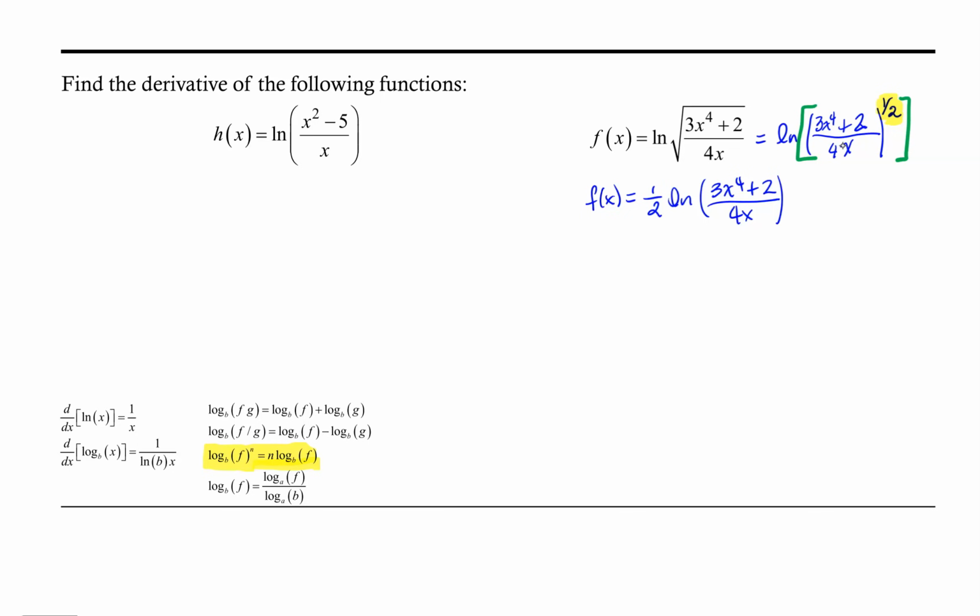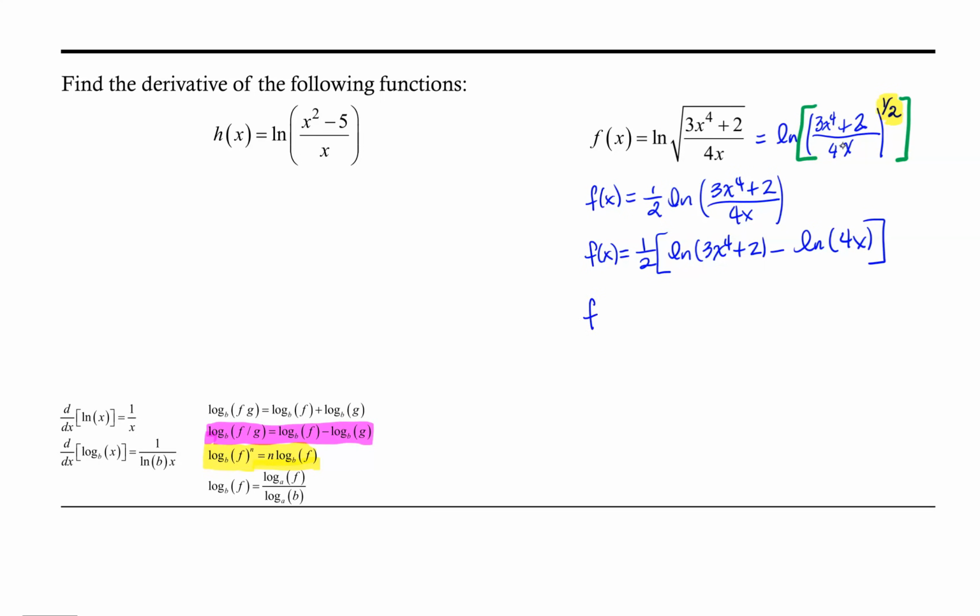We can also apply the quotient rule like we did in the previous example, and note that the log of a quotient is equal to the log of the numerator minus the log of the denominator. So f of x I could write as 1/2 times the natural log of our numerator, 3x to the fourth plus 2, minus the natural log of our denominator, which was 4x. And hopefully at this point, this looks like a much easier derivative to calculate.